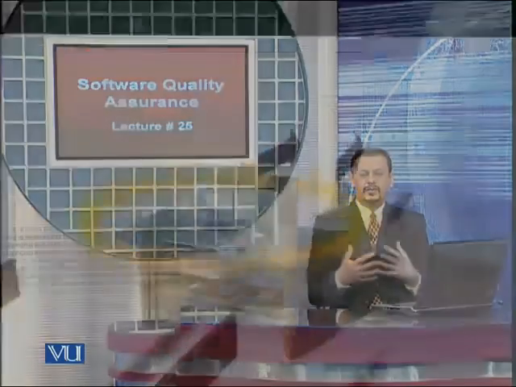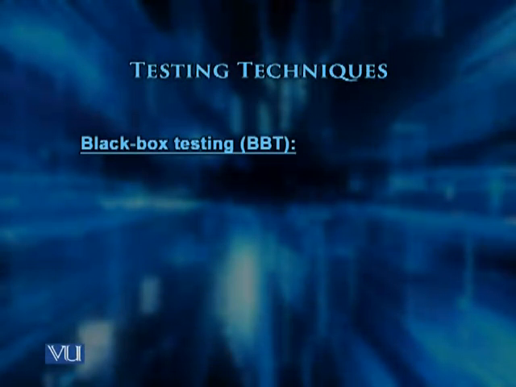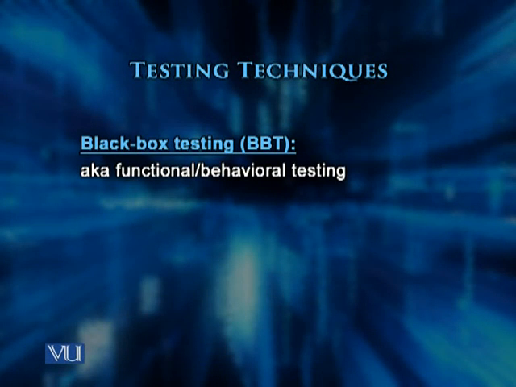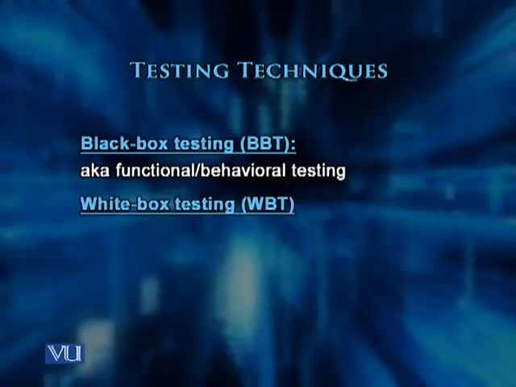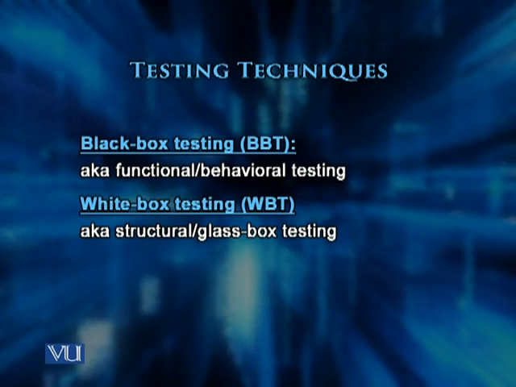So these are two fundamentally different perspectives on software testing, or perspectives on test case design. These two categories or these two kinds of test case design result in two broad categories of software testing, or two broad techniques of software testing. The first is black box testing, also known as functional or behavioral testing, and the second is white box testing, which is also known as structural or glass box testing. Let's discuss each one of them in detail.